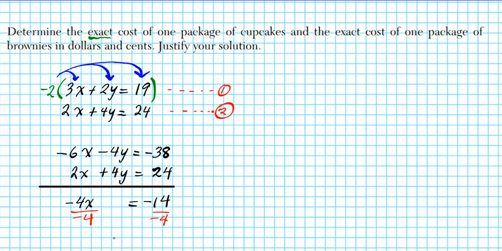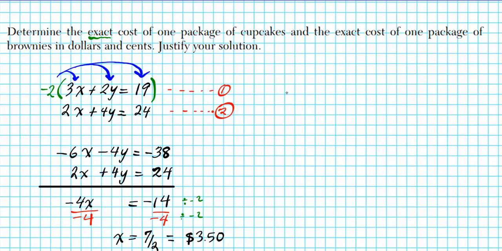That leaves you with x equals 14 over 4. You could divide top and bottom by the GCF, which is -2 in this case. If you do that, you end up with 7 over 2. In dollars and cents, that is $3.50. Okay, now we're done with x.